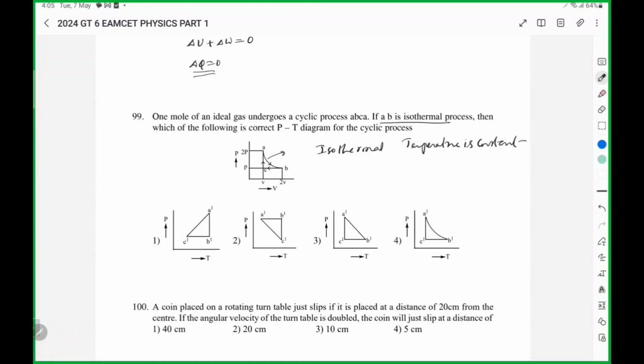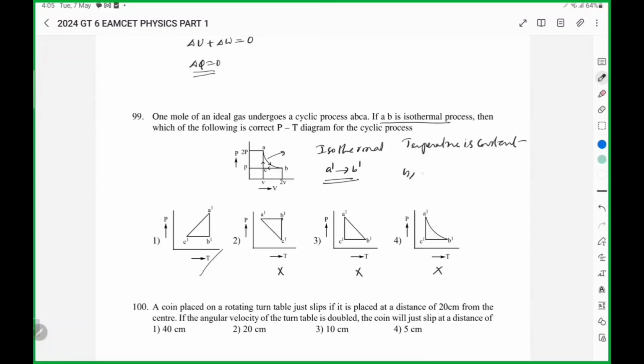See in the diagram, in A' to B', temperature is constant here only. Here the temperature is constant, but it is not in the other processes. Here temperature changes. So obviously this is the answer. But for the other processes also, let us check how BC changes.